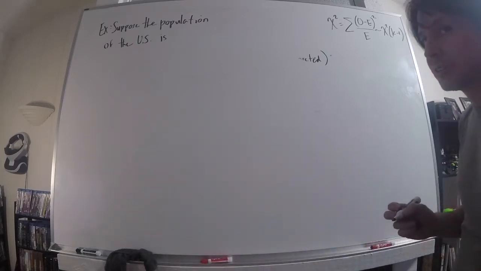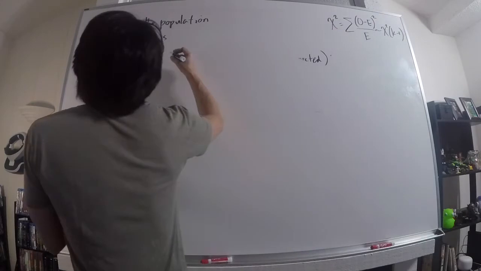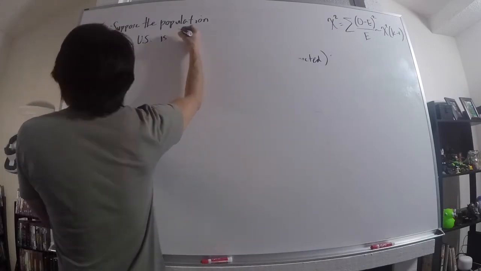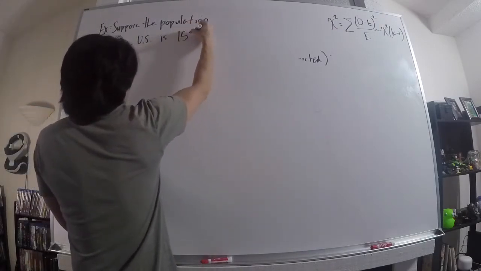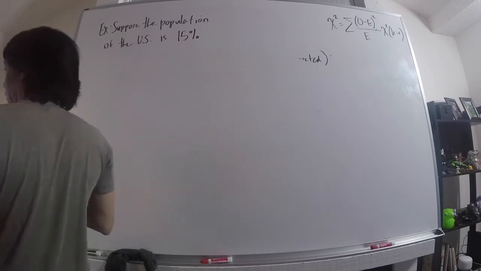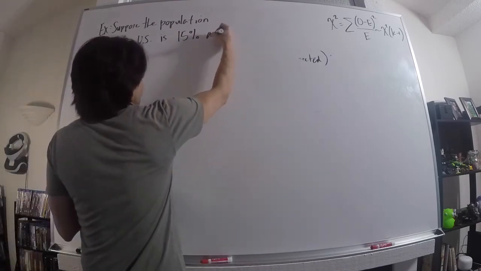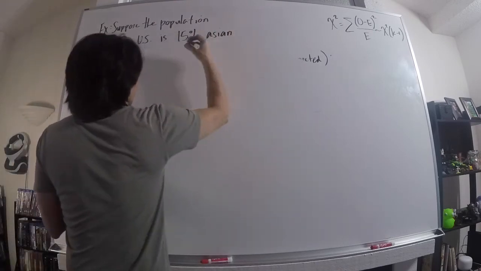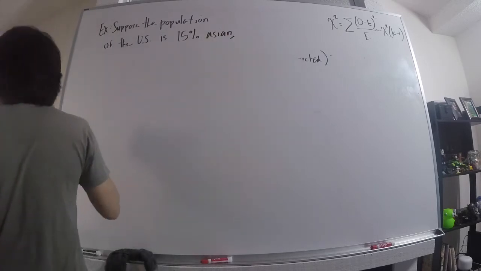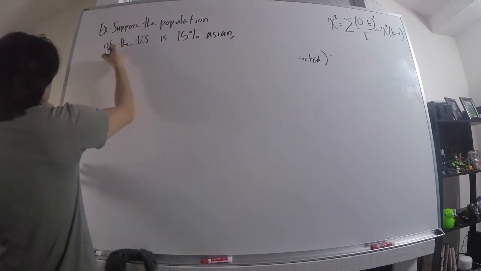For simplicity's sake, we're going to suppose the population of the U.S. is only composed of 4 groups. So apologies to anybody that I'm omitting. I'm not trying to be not inclusive, but I'm trying to just trim it down and streamline it is what I was trying to say.